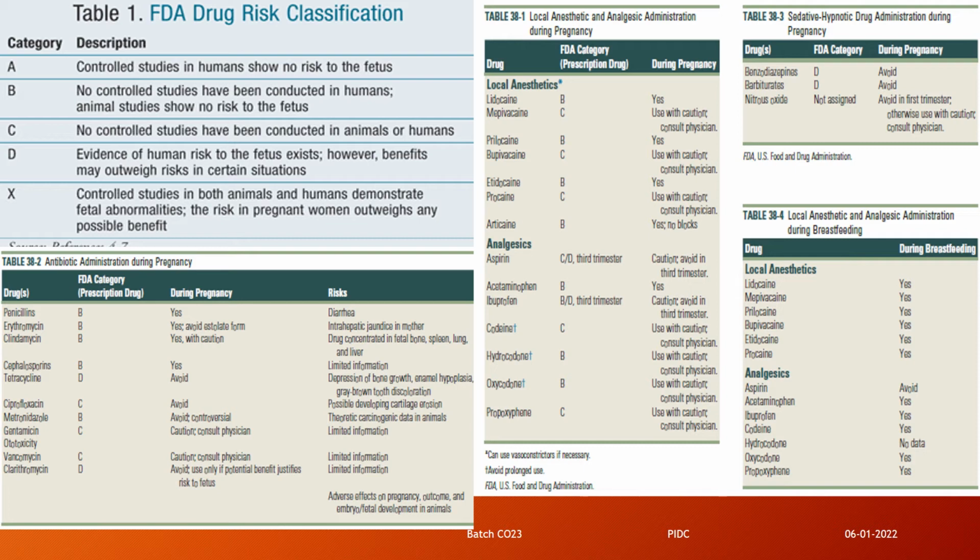Coming to sedative and barbiturate drug administration during pregnancy, these should be totally avoided. For local anesthetic and analgesic administration during breastfeeding, lidocaine, mepivacaine, everything is safe, whereas aspirin should be avoided. Also hydrocodone, which doesn't have any data, can also be avoided during breastfeeding.